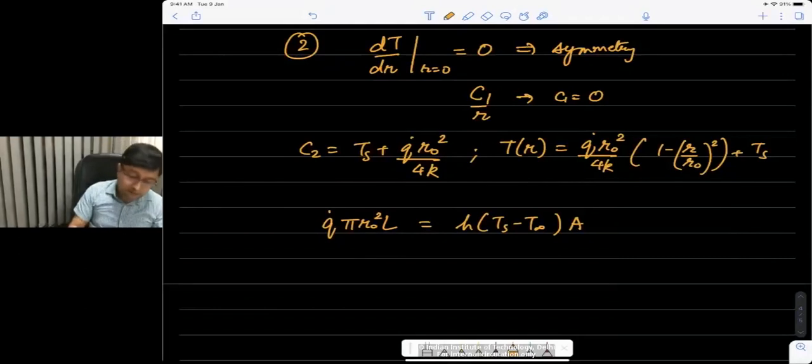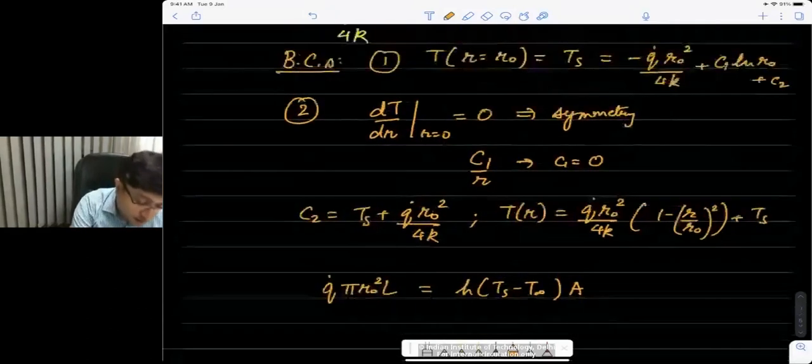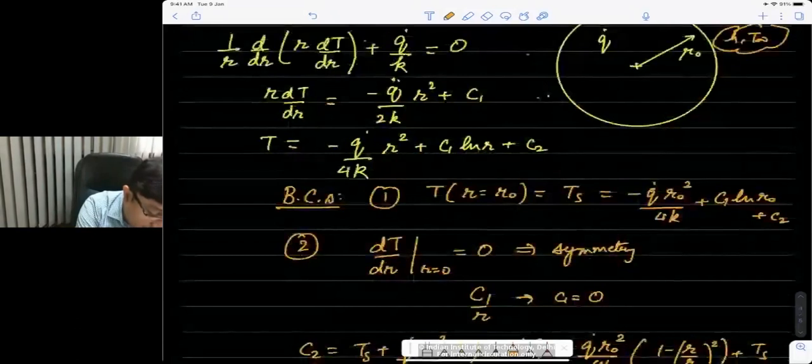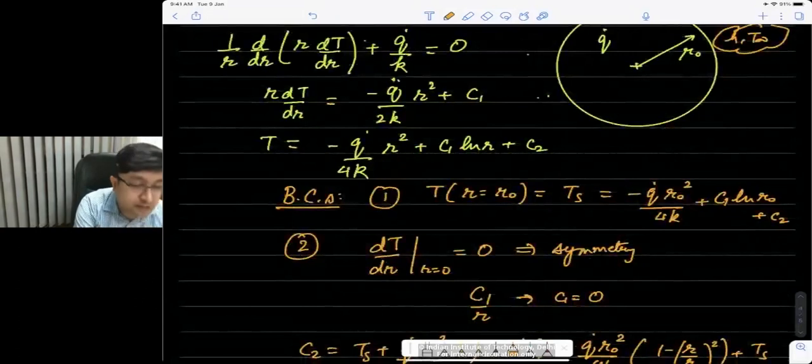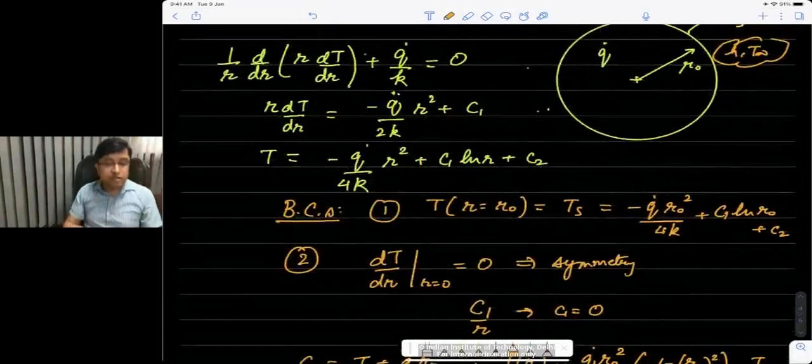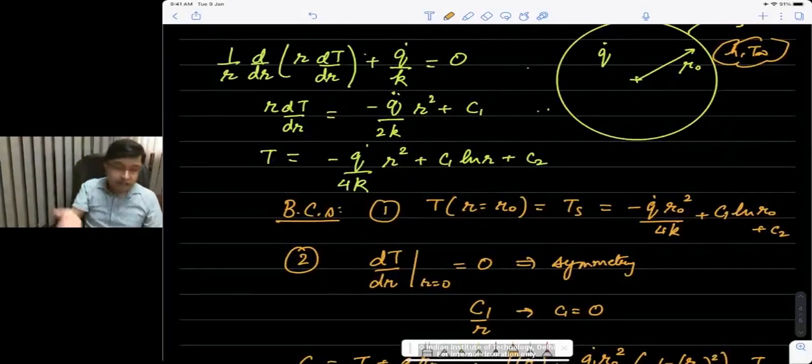The last thing I can say is that the same approach is also applicable if you are not comfortable with the differential analysis. You can still apply energy conservation and obtain this differential equation that I have written here, which is r dT/dr is minus q dot r square by 2k plus c1. You can obtain this differential equation by using an energy balance, by saying take a section at a distance r, so whatever is coming out is because of the heat being generated inside that solid.